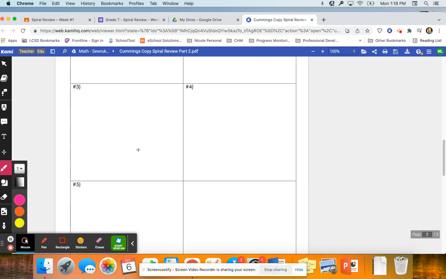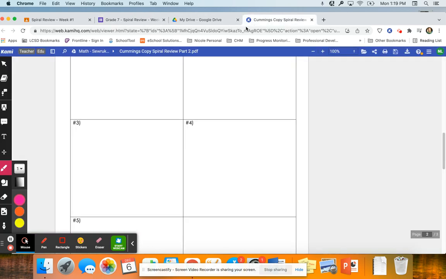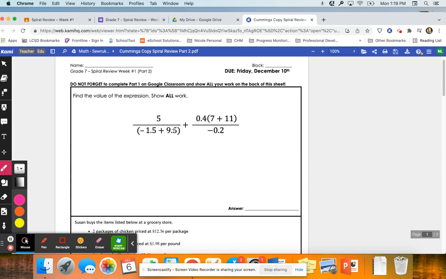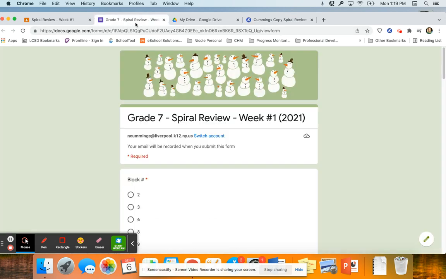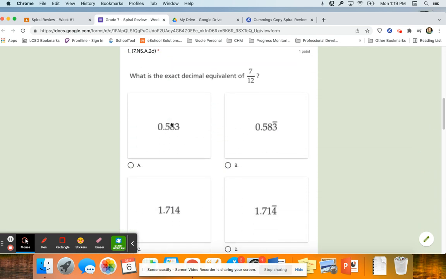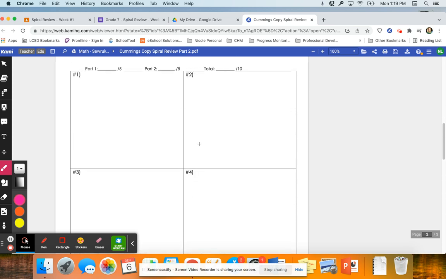So this is part 1 where you have to show your work, but this is the actual Spiral Review Google form for part 1. I'm going to read that in just a minute. And then this is your part 2 that you will also have to complete, which I'll read at the end. So this says grade 7 Spiral Review. Put your block, your last name, and your first name. So remember, make sure you have this form handy so that as we're going over these and you're doing them in the Google form, you are actually writing them down.